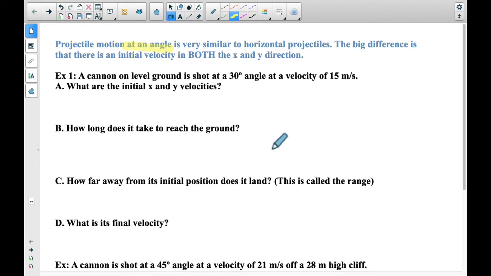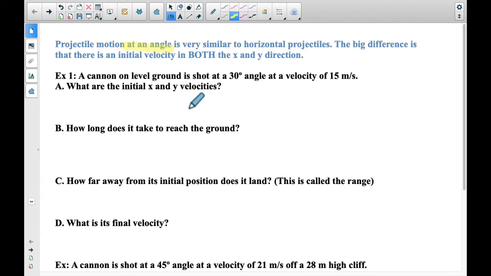Hi everybody, in this video I'm going to talk about projectile motion at an angle. So we've already talked about what happens if you launch something straight up, and we've talked about what if you launch it straight across. Well, of course, there's a gazillion other options. How about launching it at an angle? So that's what this is going to talk about today.